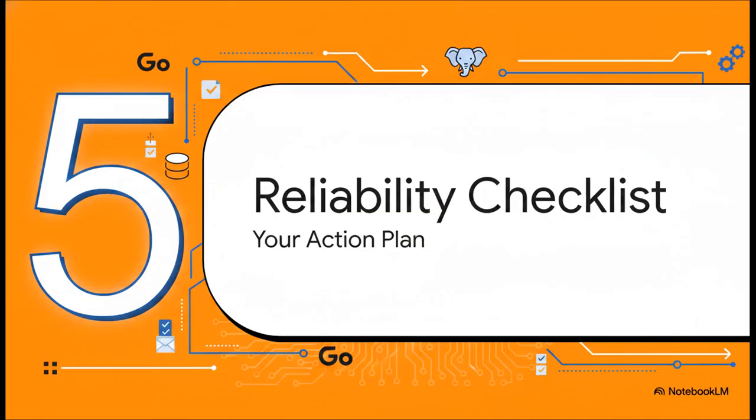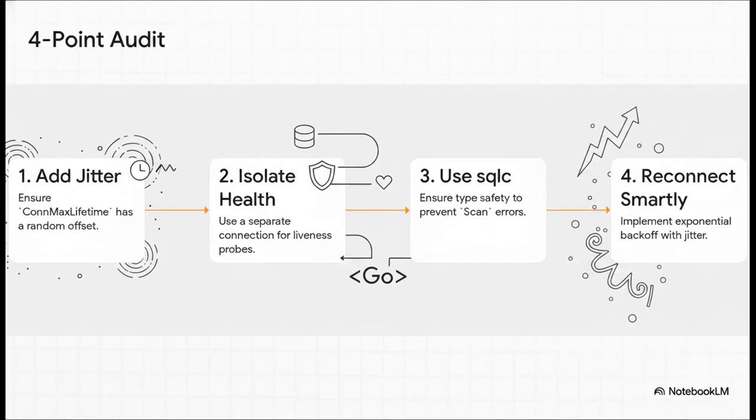Okay, we've covered a ton of ground. So to wrap things up, let's boil all of this down into a concrete, actionable checklist, something you can use to go audit your own systems right now. All right, here are the 4 most critical things you need to do. Number 1, add jitter to your connection lifetimes. Number 2, isolate your health checks, your Kubernetes liveness probes, onto their own dedicated connection. Number 3, ensure type safety by using sqlc. And number 4, make sure your service reconnects smartly after a failure, using exponential backoff with, you guessed it, jitter.